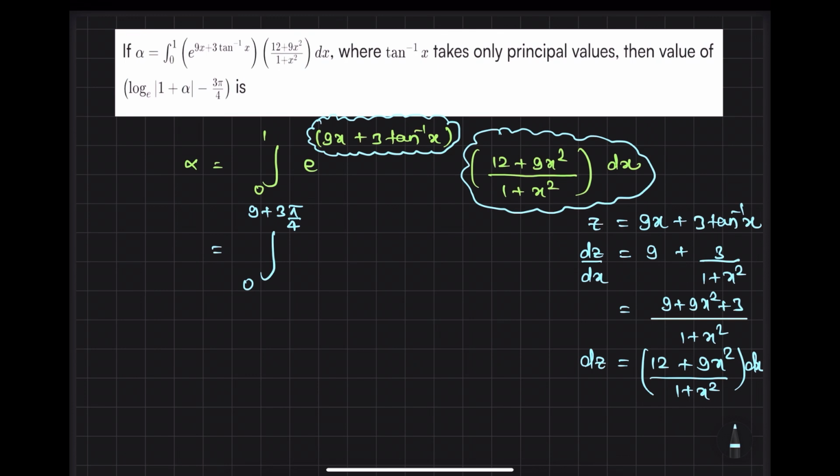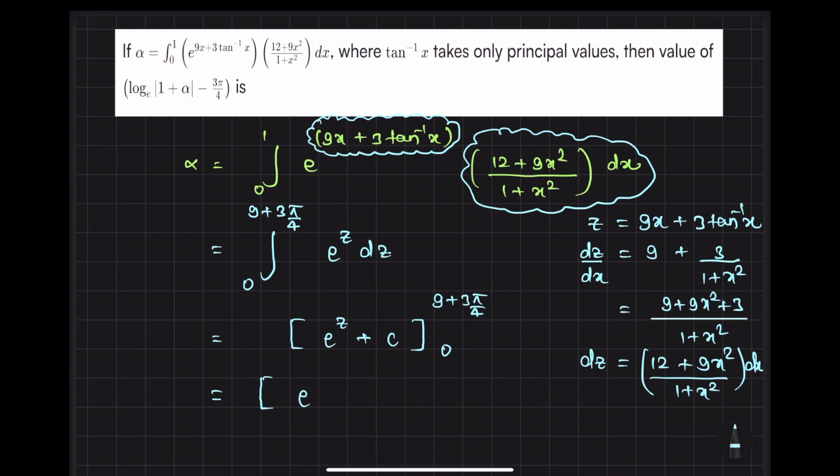Comfortable? Now apply the replacements. So can I write integral of e power z dz? Is that okay? Now do you know the integration of e power x with respect to x? It is e power x. So e power z with respect to z is e power z, plus integration constant c. Now let's write down the upper limit and the lower limit: 9 plus 3 pi by 4. Now put the upper limit first.